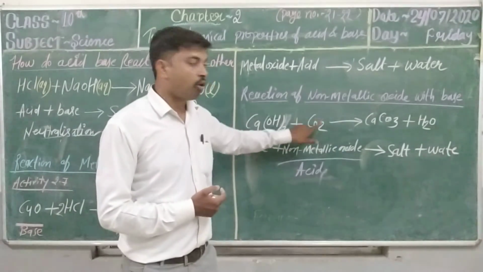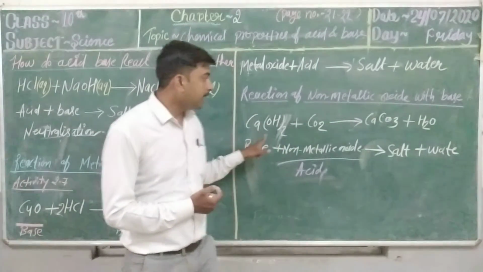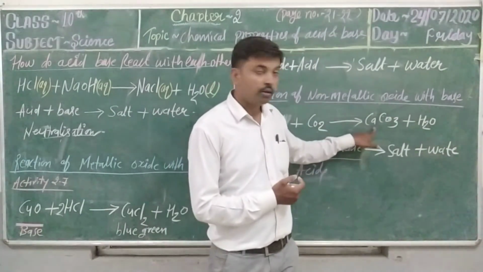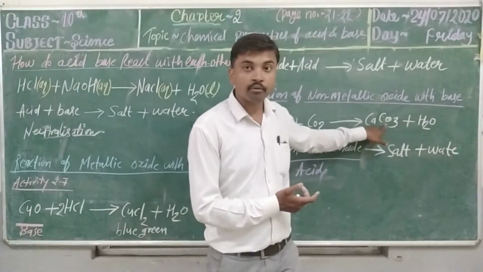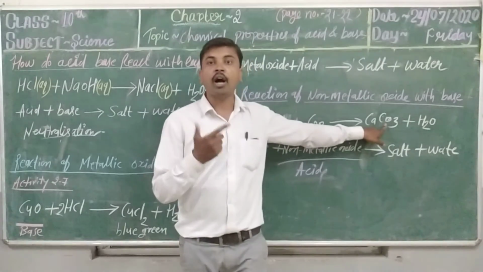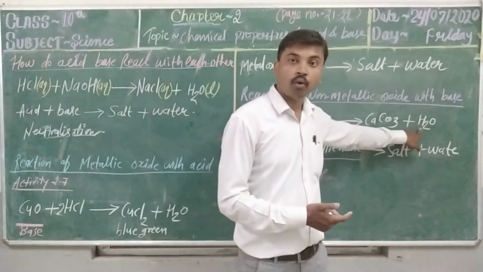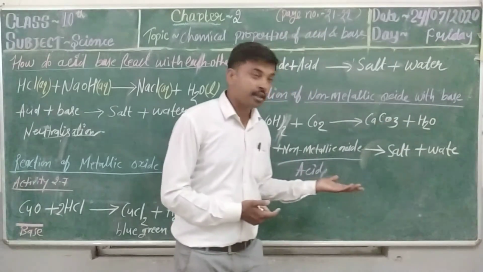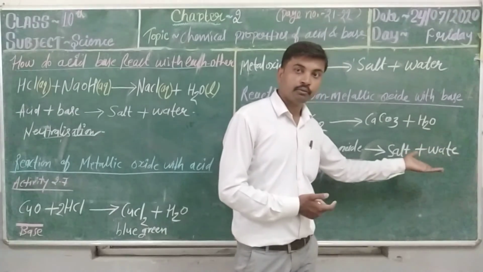When a non-metallic oxide reacts with a base, what product is formed? Calcium carbonate. Calcium carbonate is also a type of salt. So salt plus H2O, which means water. So in this reaction we see that salt and water are also formed.